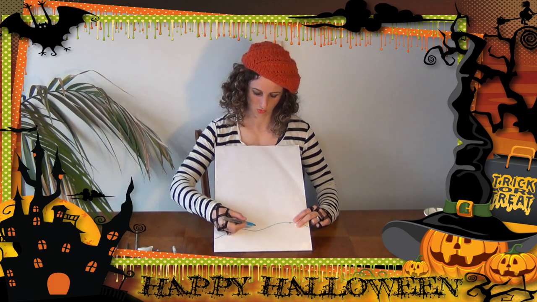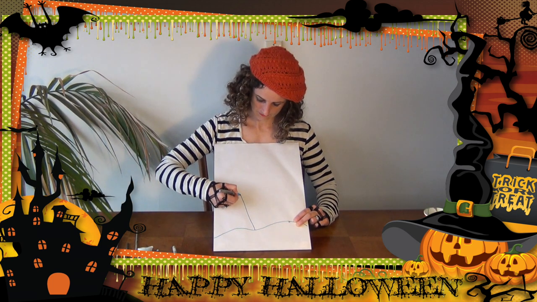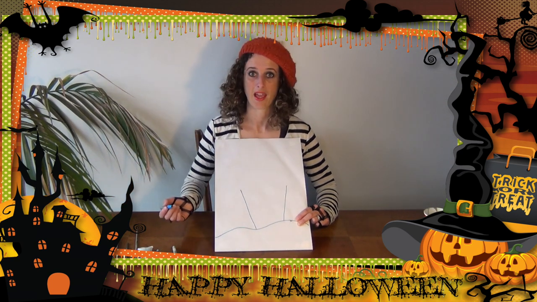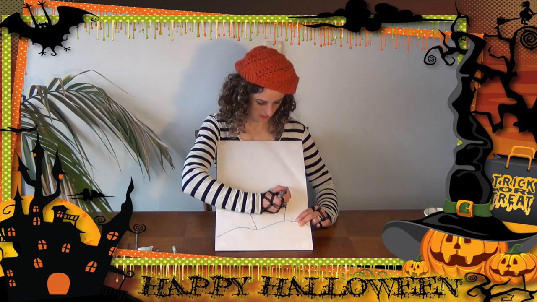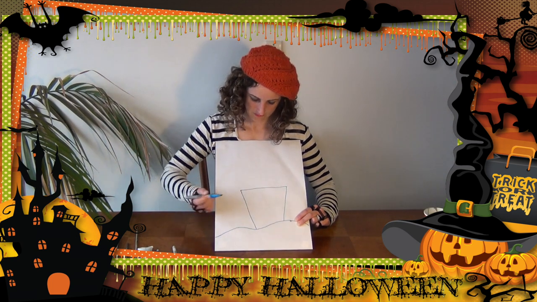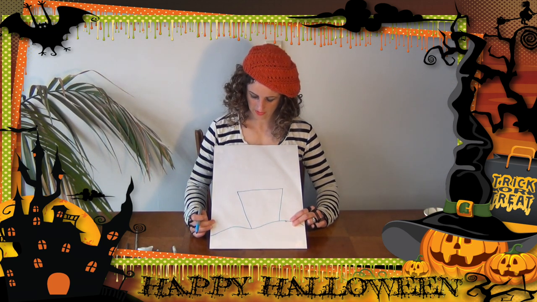So we're going to draw a wonky square, skinny at the bottom and wide as we go up. Join that across here. And that is the bottom story of our house.